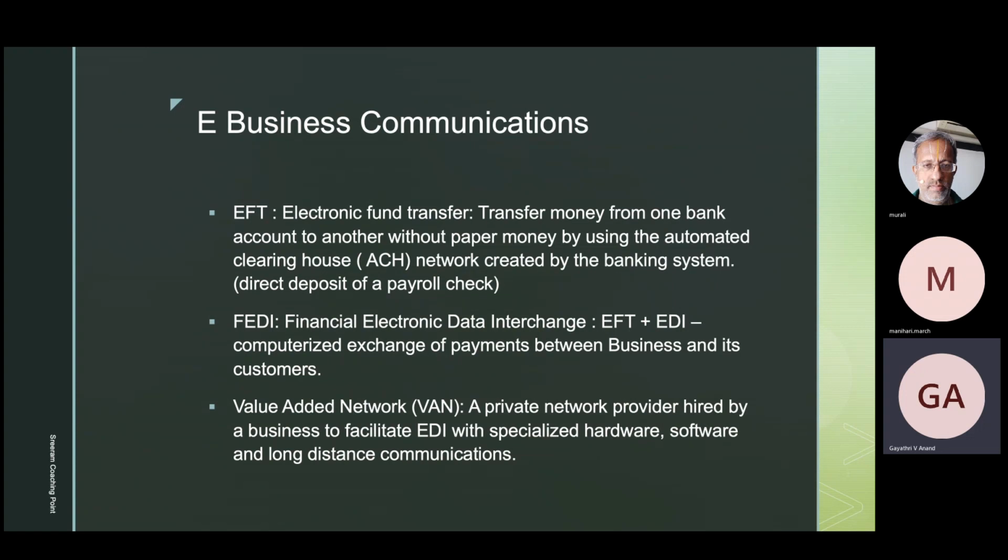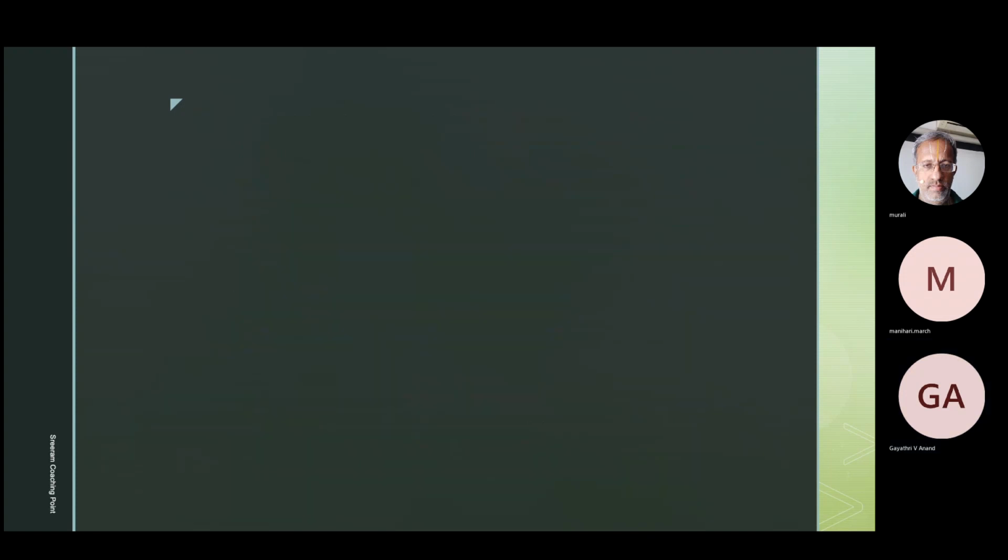So basically you have the EDI in place, but you want the EDI to have an extra level of security. So just like VPN, you say, I want a separate network, a private network. So this guy is a private network provider hired by a business to facilitate EDI with special software, hardware, and long distance communication. So basically, it's like outsourcing, and this guy gives you a value added network. It's a separate network for you, and it has EDI.